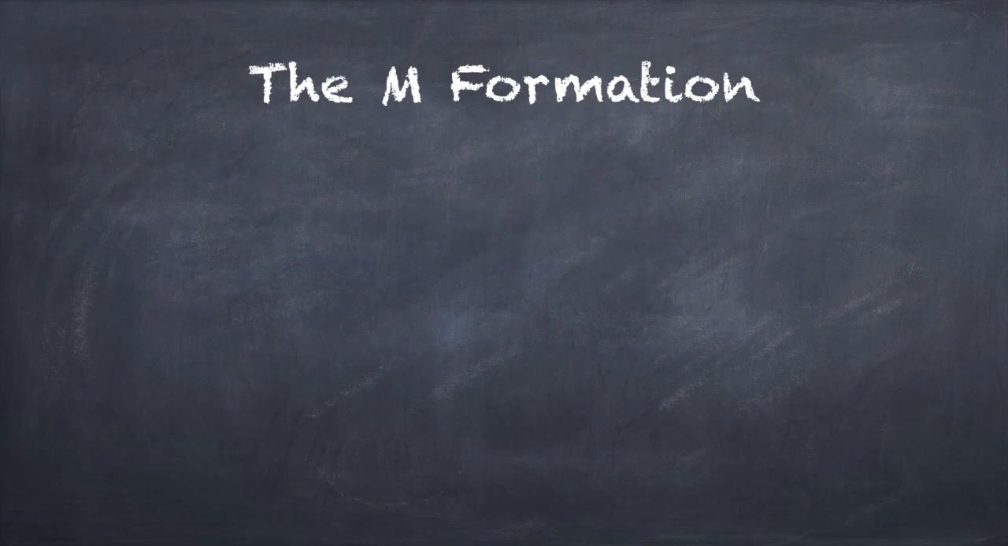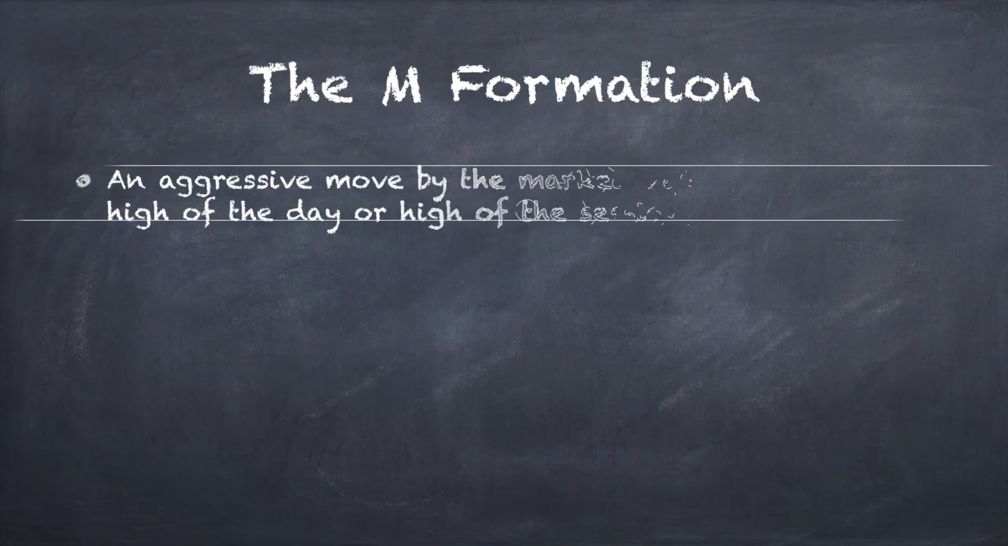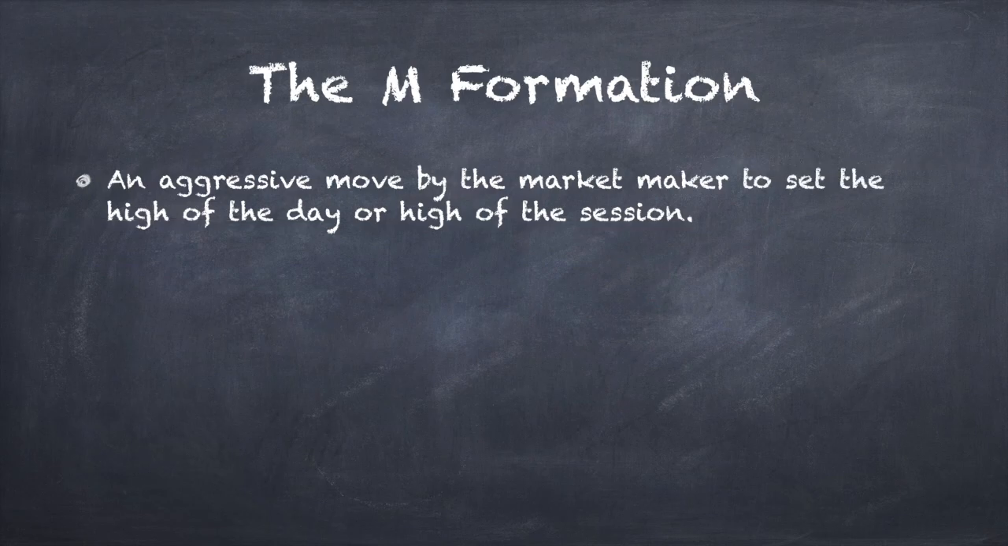So what is the M formation? What's the definition of it? Simply put, it's an aggressive move by the market maker to set the high of the day or the high of the session. Now, the M formation that we're talking about in this context is the M formation that would happen on a daily basis, if we're looking at a 15-minute chart.